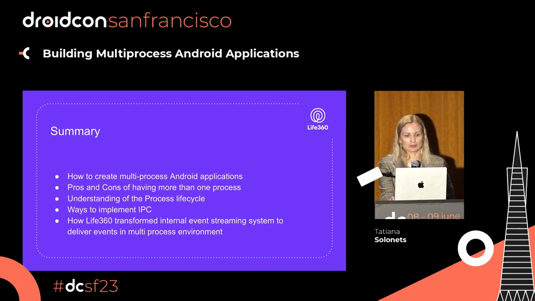And here is the summary. We just talked about how to create multiprocess applications, pros and cons, the process lifecycle, and ways to implement IPC. And we also talked about Events Kit, which is the event streaming system to deliver events in a multiprocess environment. And we are not open sourcing it at the moment, but we will in the future.